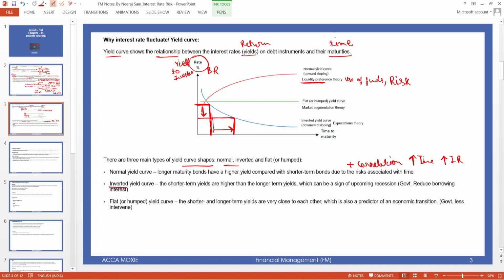But this is the rare case, and this is not the normal situation. The previous one is the normal situation, because the longer the duration you take the loan, the higher the interest rate. But in this case it is lower. Why? Because of the expectation theory. This is the reason for the curve. Why is this curve like this? This is the reason: expectation theory.